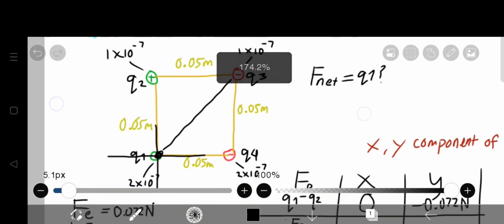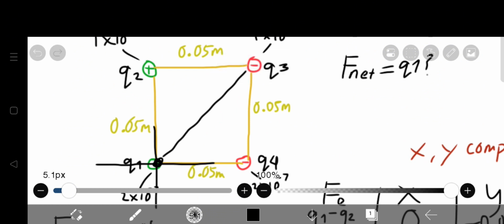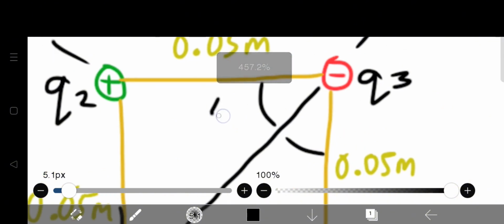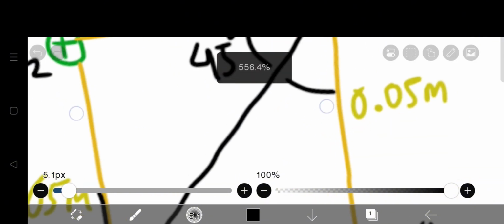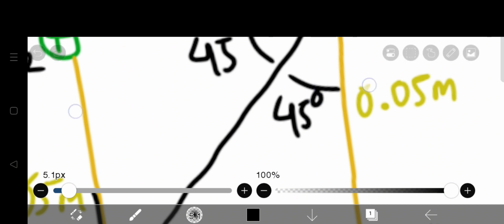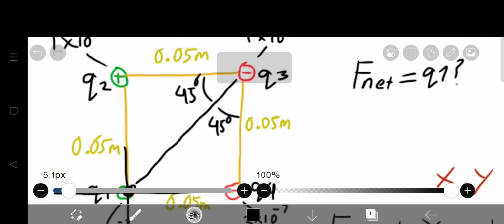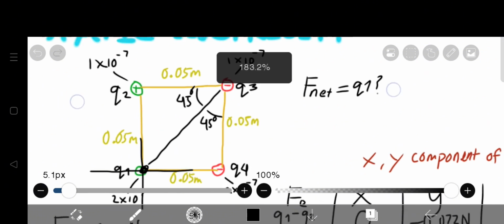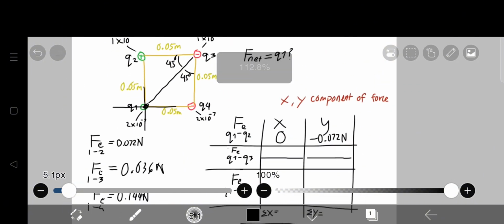Ayan yung 0.036 newtons. So, in a square, there is a rule na pag may diagonal, both sides of the diagonal would be forming a 45-degree angle. 45 degrees angle on both sides, ha? Now, this 45 degrees angle can be used in order to find the x and y component nung angled force natin. So, para magawa yon, sa x muna tayo.